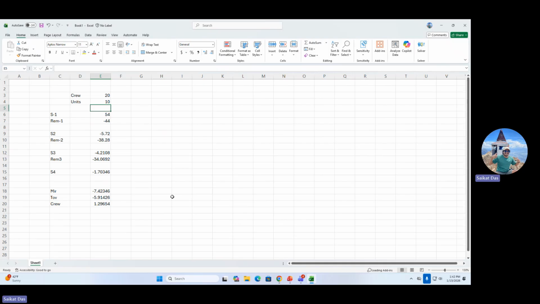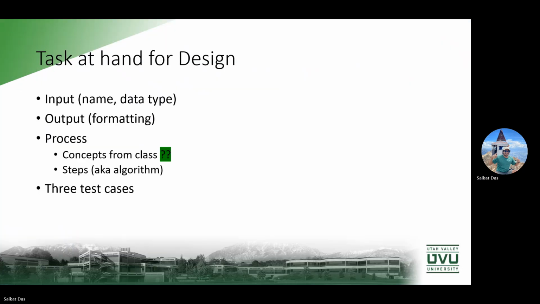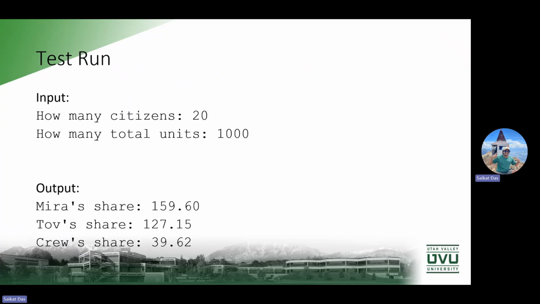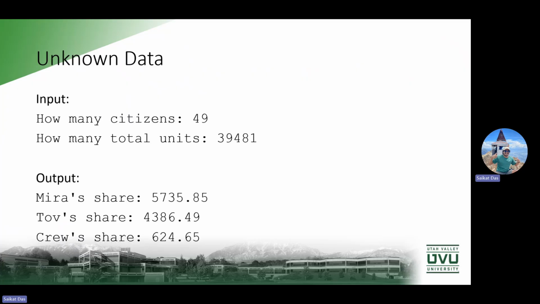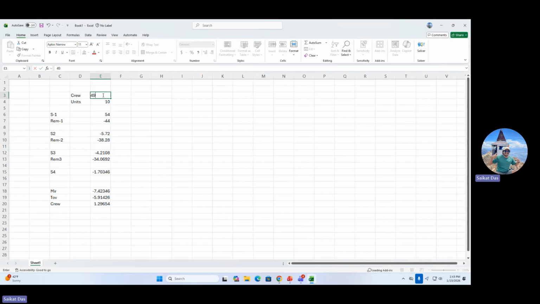Any question about the test cases? So this is how you can generate the test cases. So I already have given some unknown value here. So this is the test run that I already gave as an example in the specification, but there's some unknown data, like an example, 49,39481. Let me try 49,39481.